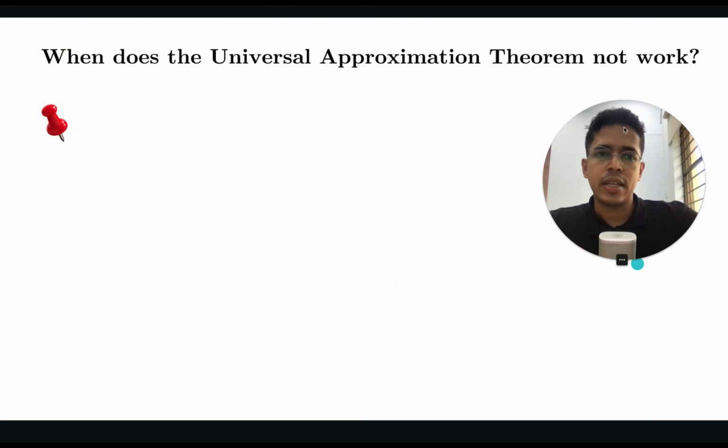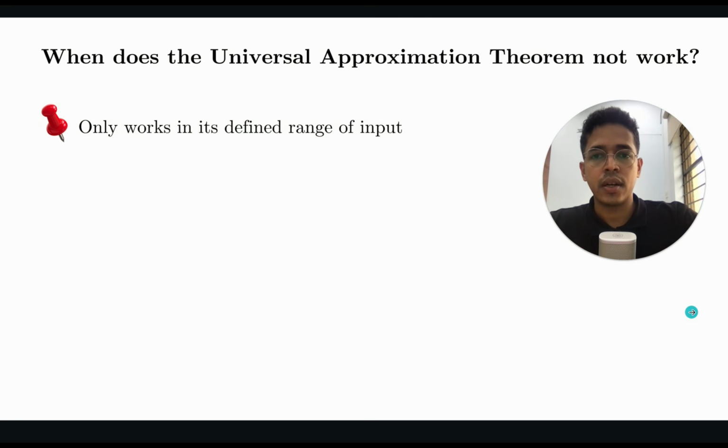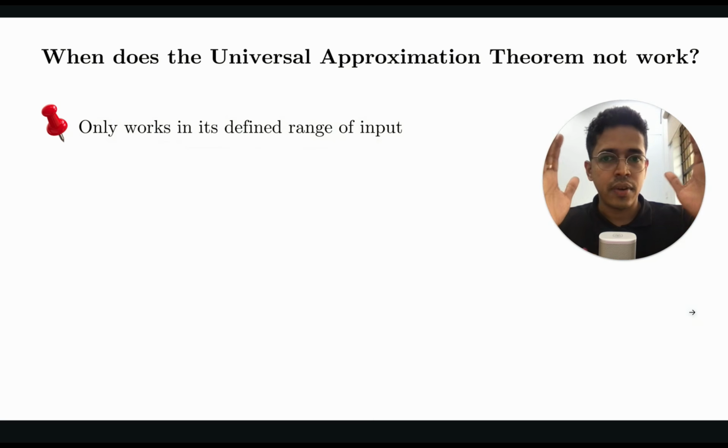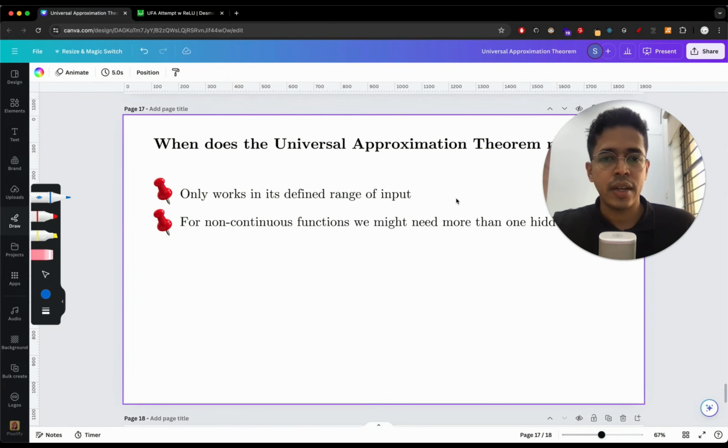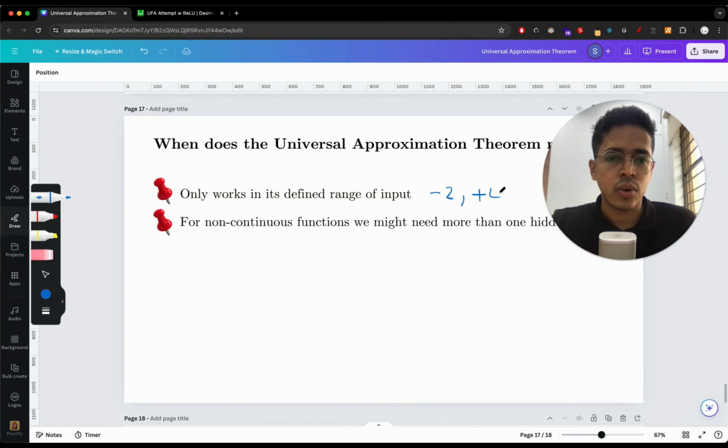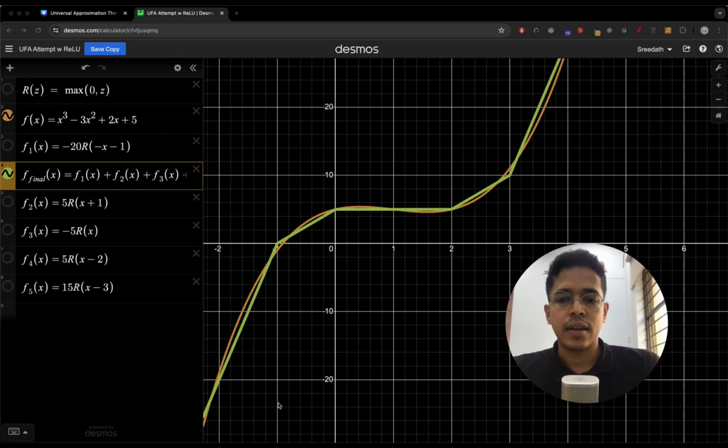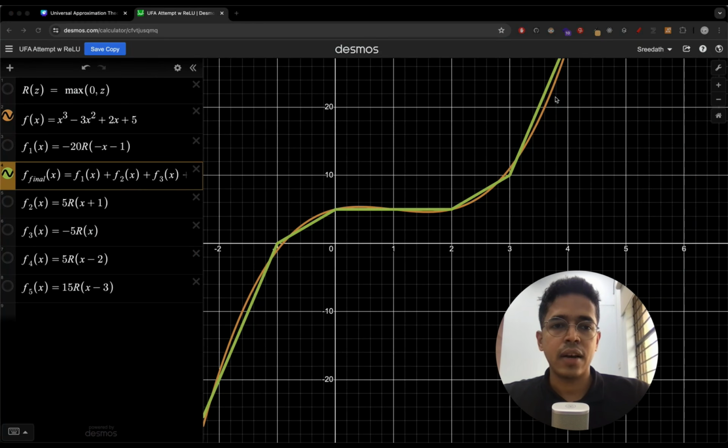So when does the universal approximation theorem not work? As you saw, it works only in a defined range of input. What do we mean by defined range of input? In our case, it was from -2 to +4, right? X values from -2 to +4. And we saw that here. Between -2 and +4, this graph looks good. The green piecewise linear function is approximating our function really well.